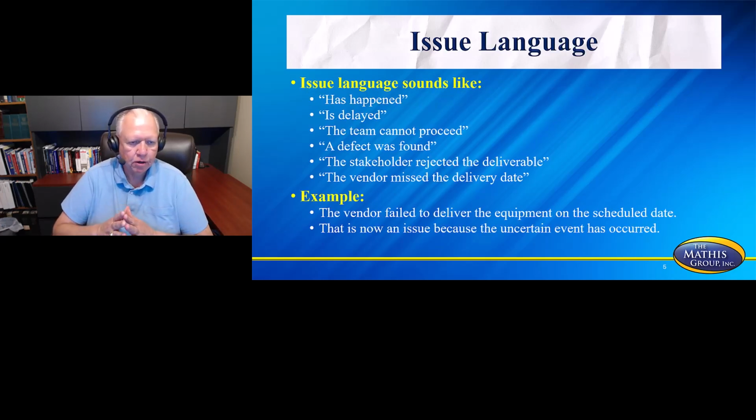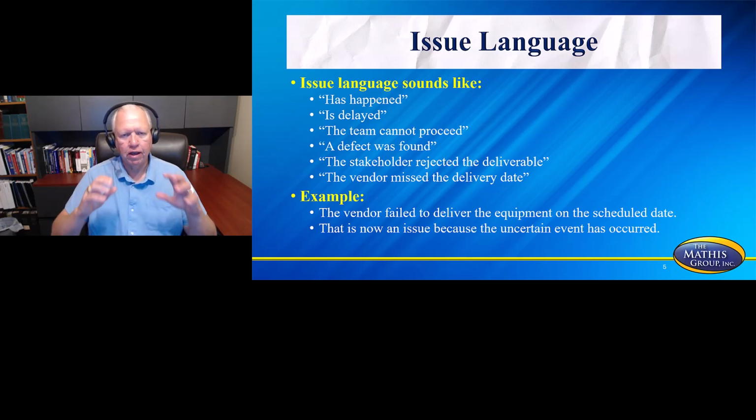Issue language sounds like this. Something has happened, something is delayed, the team cannot proceed, a defect was found, the stakeholder rejected the deliverable, the vendor missed the delivery date. Notice how emphatic each of these are, that it's actually happening. So an example would be the vendor failed to deliver the equipment on the scheduled date, or that is now an issue because the uncertain event has actually occurred.